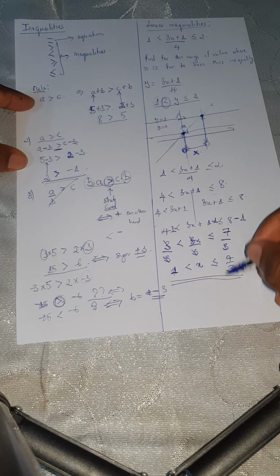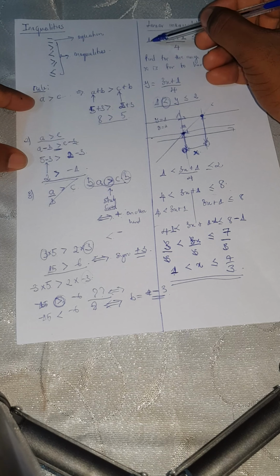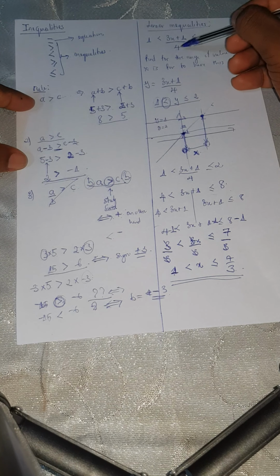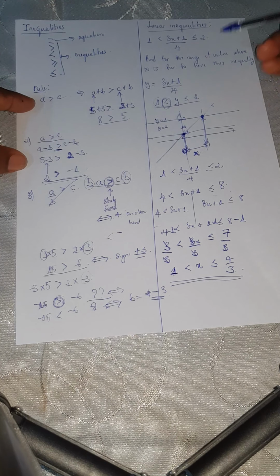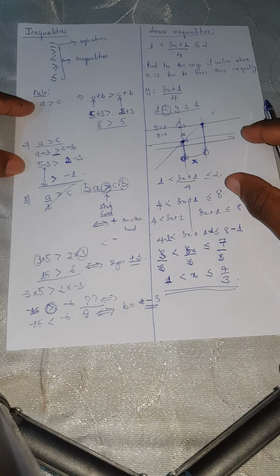The range of values where x is, if you have the equation 1 less than (3x plus 1) all over 4 less than or equal to 2. So these are linear inequations.